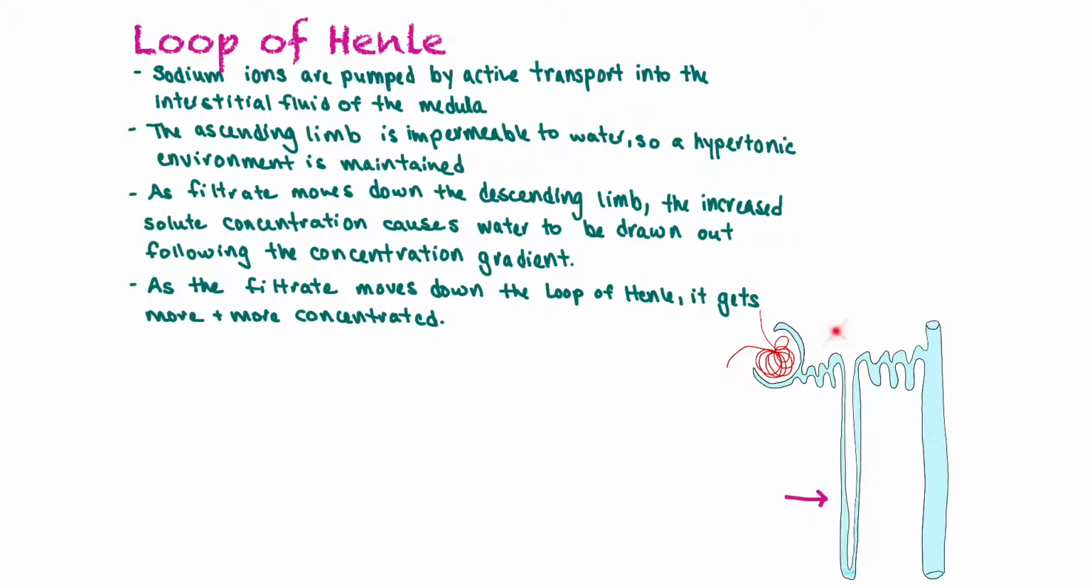So all of the stuff is in the interstitial fluid. The ascending limb of the loop of Henle is impermeable to water, so a hypertonic environment will be maintained here. And as the filtrate is moving down through the descending limb, the increased solute concentration, because of that hypertonic environment, causes the water to be drawn out, so more water will be reabsorbed, because it's following the concentration gradient. And as the filtrate moves along the loop of Henle, it gets more and more concentrated because more water is being absorbed.